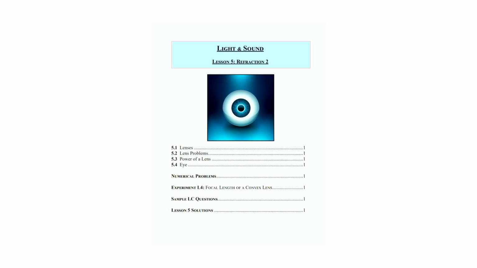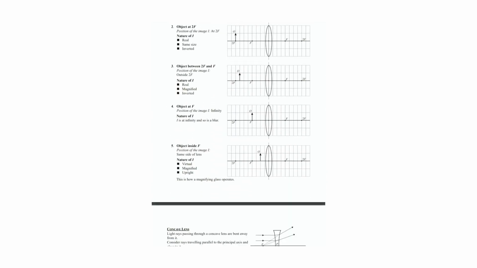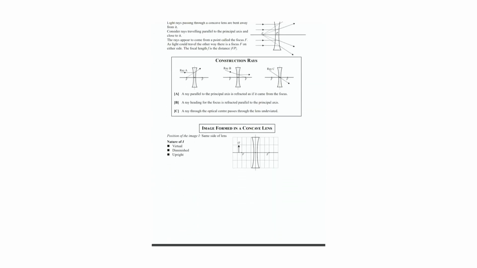So, welcome to lesson number 5. We're on Refraction 2, the second part of this lesson. We're looking at lens problems, where we're going to take a more mathematical approach. In the previous lesson we were drawing ray diagrams, and now we're going to solve a lot of these problems mathematically using a formula that you've already seen when we did mirrors. It's going to be exactly the same formula.